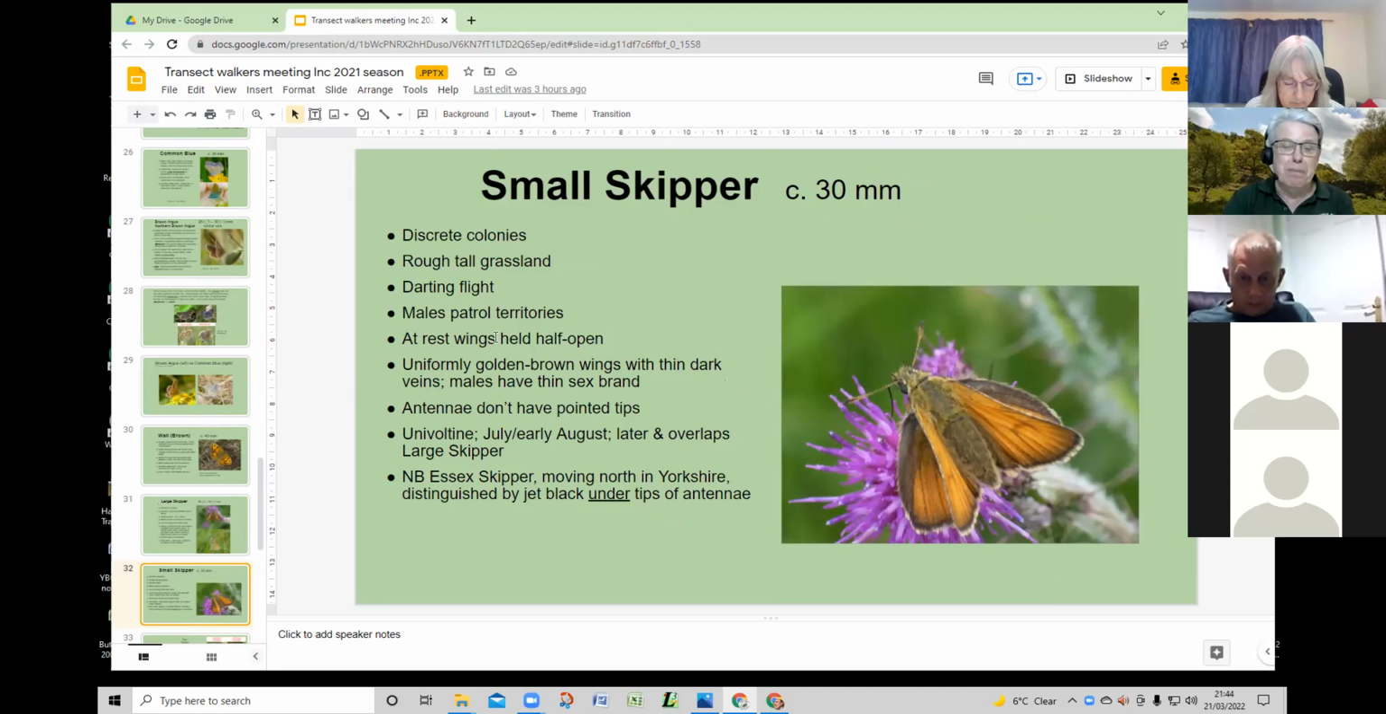So the real conundrum, I think it's important for the reasons I explained, is telling small and Essex skippers apart. I think it drives us all potty. It drives the recorders potty. Lots of photographs of antenna tips, and it's difficult. I'll go into a bit more detail next.